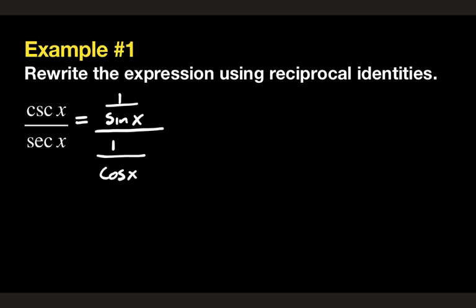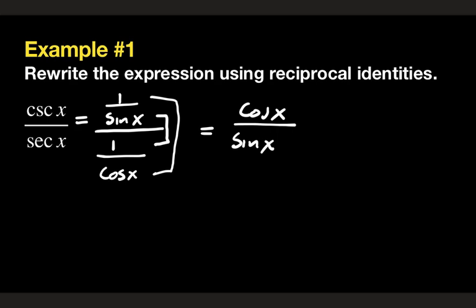Now, whenever you're dividing by a fraction, again, you can use different methods. I prefer using this method, this to combine and this to combine. So we're going to end up with cosine x over sine x. And we know that cosine x over sine x is going to be equal to cotangent x. So that's going to be your answer. So this is the simplest form.